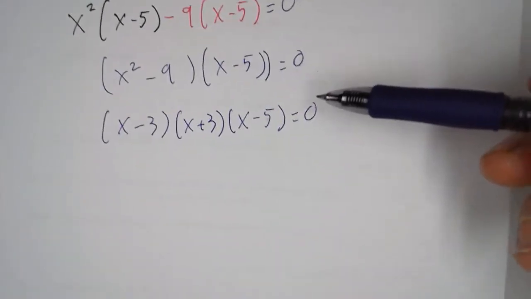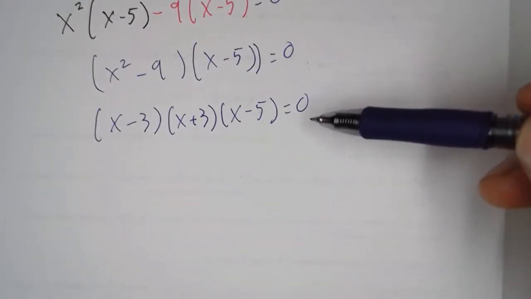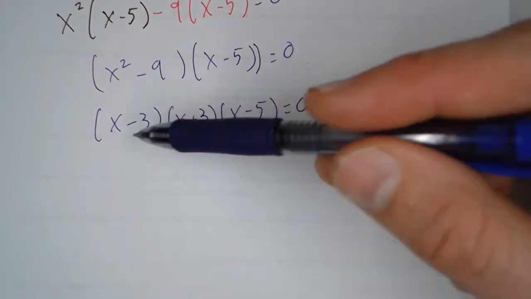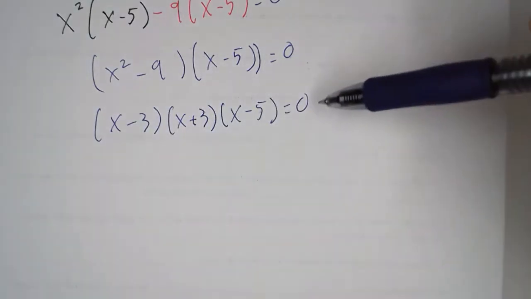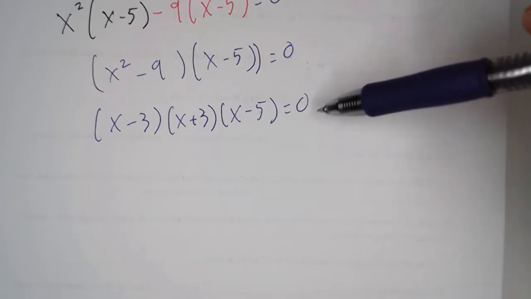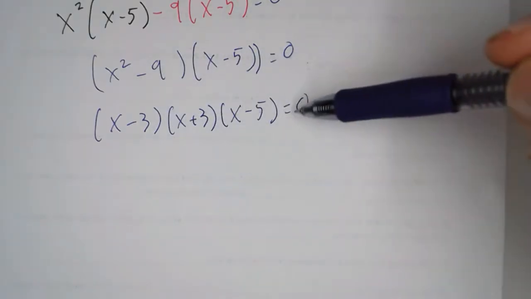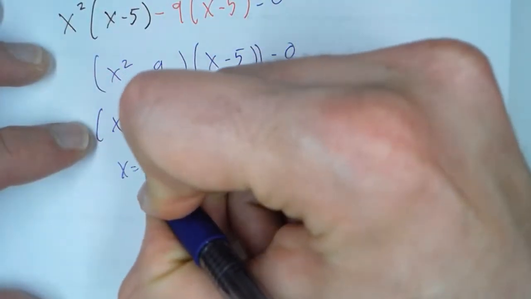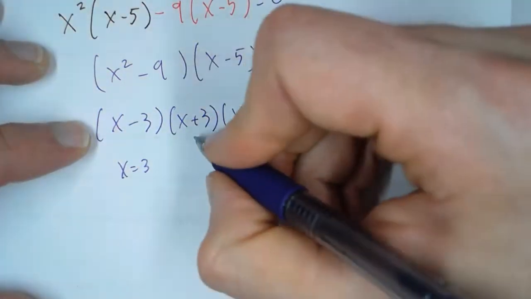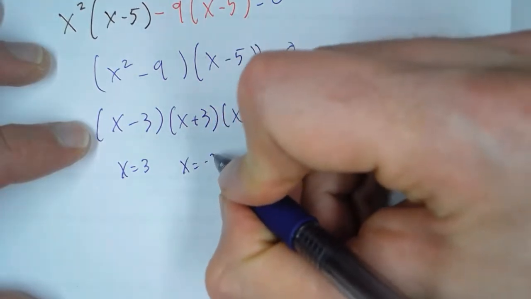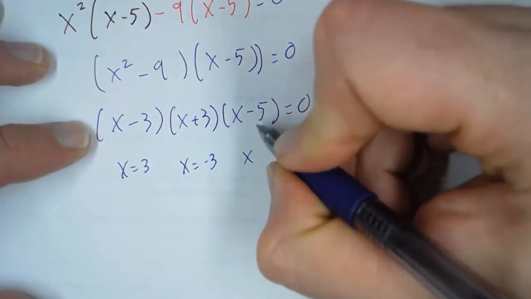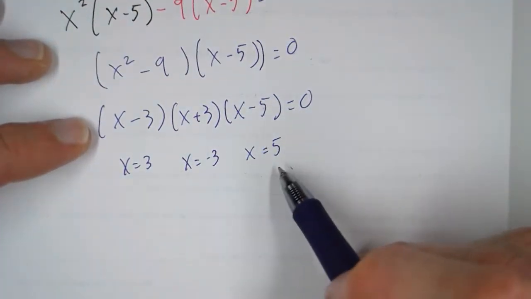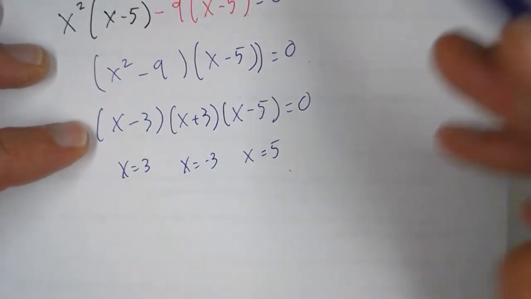So now the question is, what are the solutions? Well, the solutions are the values of x that make it 0. And so we have three quantities that we're multiplying. Now, if we end up with 0, what does that tell us? That tells us that one of these three was 0. So what value of x makes this 0? 3. What value of x makes this 0? Negative 3. What value makes this 0? 5. So these are our three solutions: 3, negative 3, and 5.